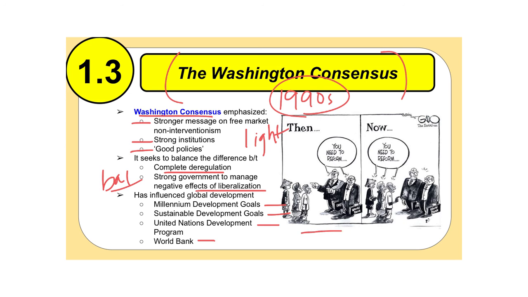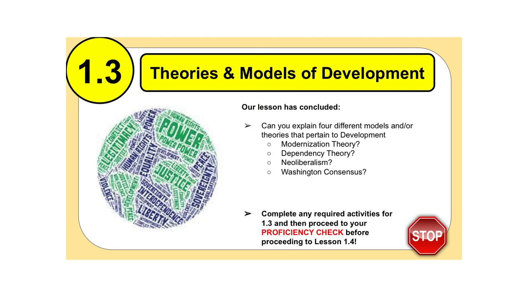And this graphic is showing you a lot about that change. Back in the 1990s, you had the IMF and the World Bank telling people you need to reform. And now the global community is looking back at the World Bank and the IMF and saying, no, you need to reform. So that is the end of our lesson 1.3, theories and models of development.